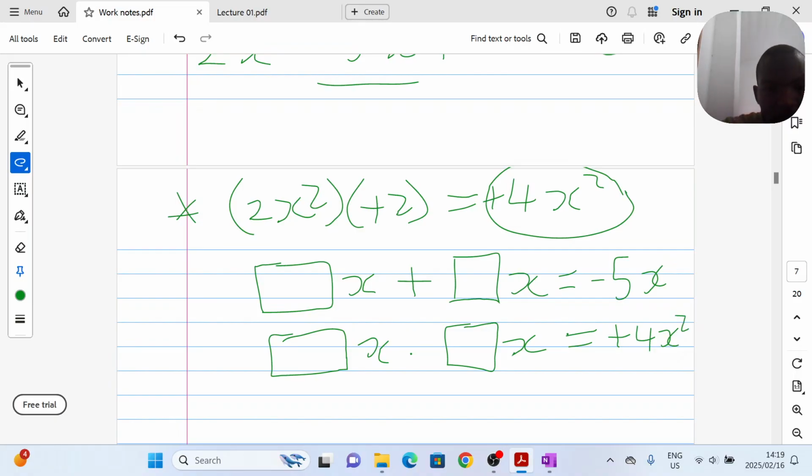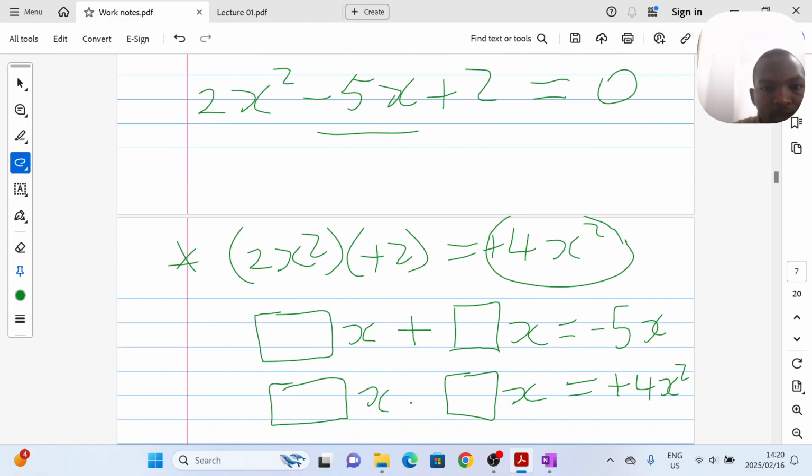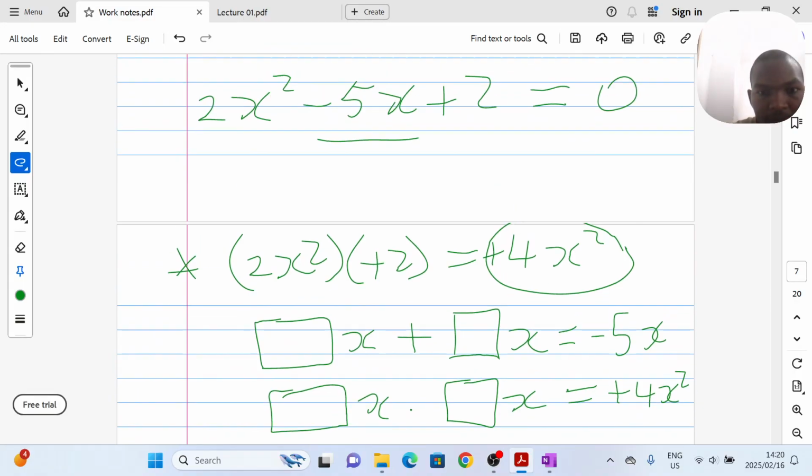I know that some of you are used to focusing on the coefficients, but I don't want you to get used to that, because in some cases the last term is not a coefficient and it makes things difficult for you. So let's just focus on making sure that we are taking the whole term with its sign. So now that we have that, it's very simple. What are the factors of 4? Because now these boxes are just waiting for the factors of positive 4.